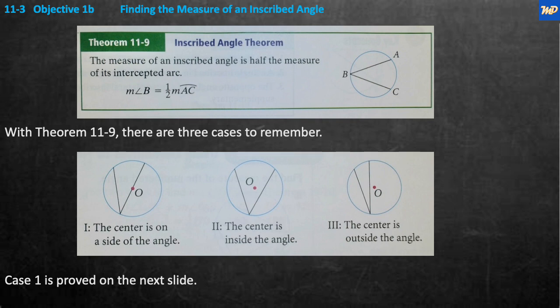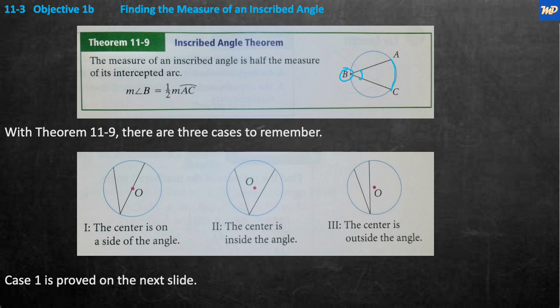Okay, Objective 1B, the second slide in Objective 1, finding the measure of an inscribed angle. Theorem 11-9, Inscribed Angle Theorem: the measure of an inscribed angle is half the measure of its intercepted arc. Here, angle B is 1/2 the measure of arc AC. If we know the size of this arc, half of that is the size of this angle.